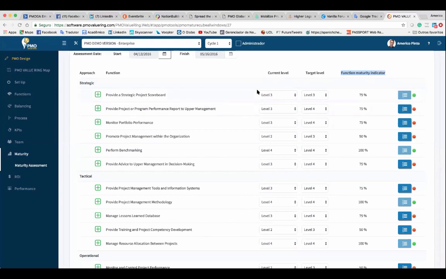Oh, America, okay, but I'm level 3 and I want to be level 3. Does it make sense? Why I don't want to be level 4? There are many, many reasons for that. For example, maybe you feel that level 3 is enough for your organization. Level 4 will be great, but level 4 is too much, you know?